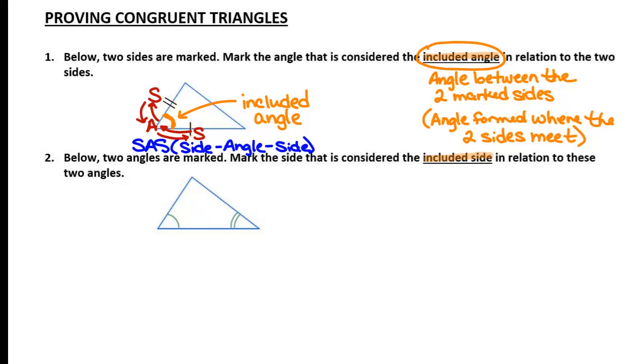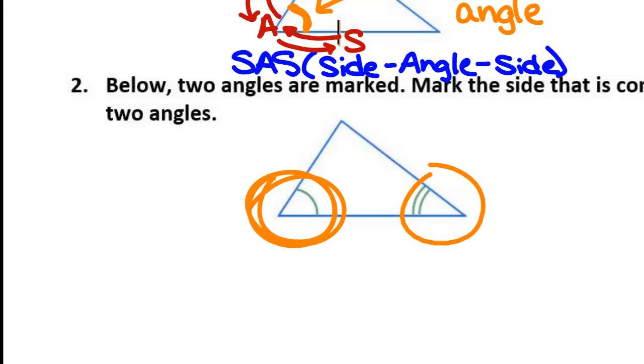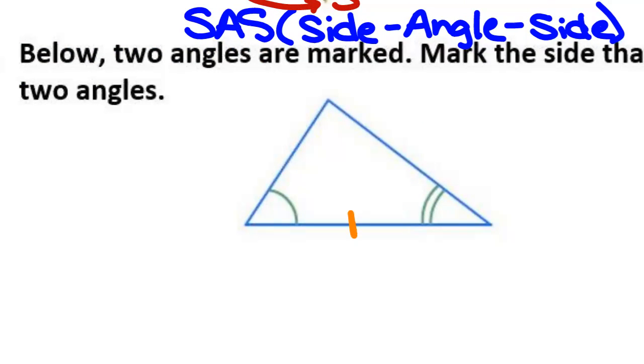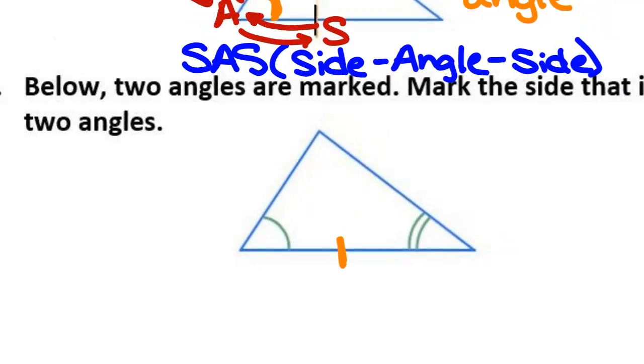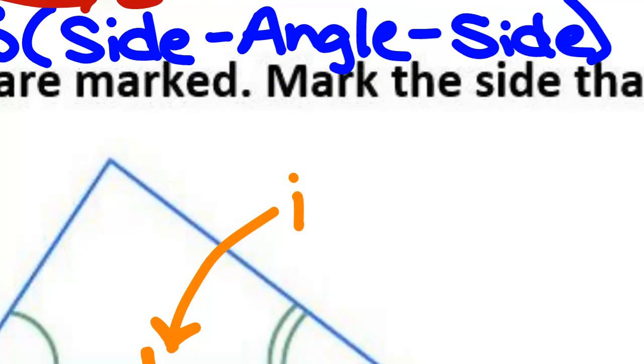So that is what an included angle looks like. An included side is going to be in between two marked congruent angles. So here's one of my marked congruent angles. Here's the other marked congruent angle. The side that is in between them is this side right here. This would be my included side.